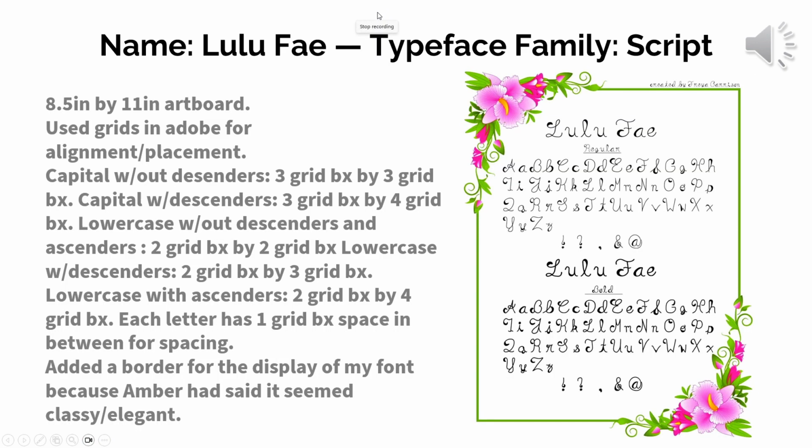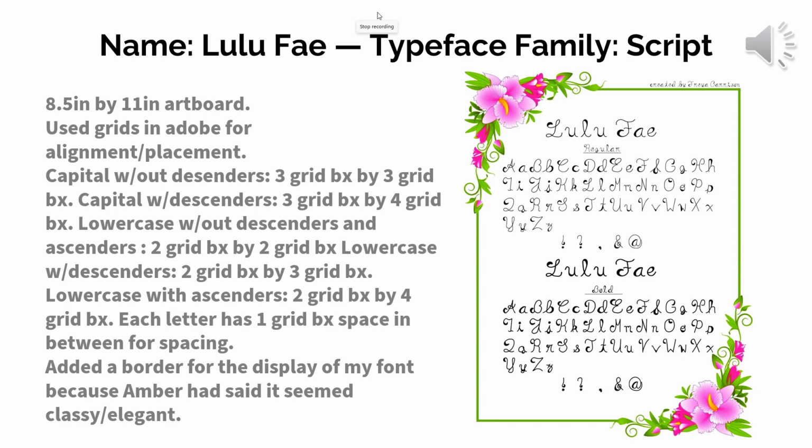The first thing I'll be talking about is how I made the template of my font to display it. I used the grids in Adobe to help with the alignment and placing. Capital letters without descenders are 3 grids by 3 grids, and capital letters with descenders are 3 grids by 4 grids. Lowercase without descenders and without ascenders are 2 grids by 2 grids, lowercase with descenders are 2 by 3, and lowercase with ascenders are 2 by 4.